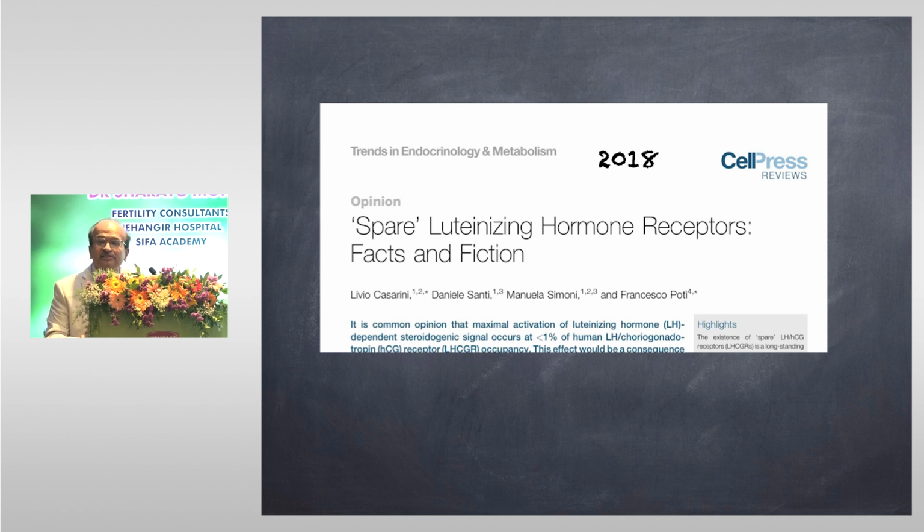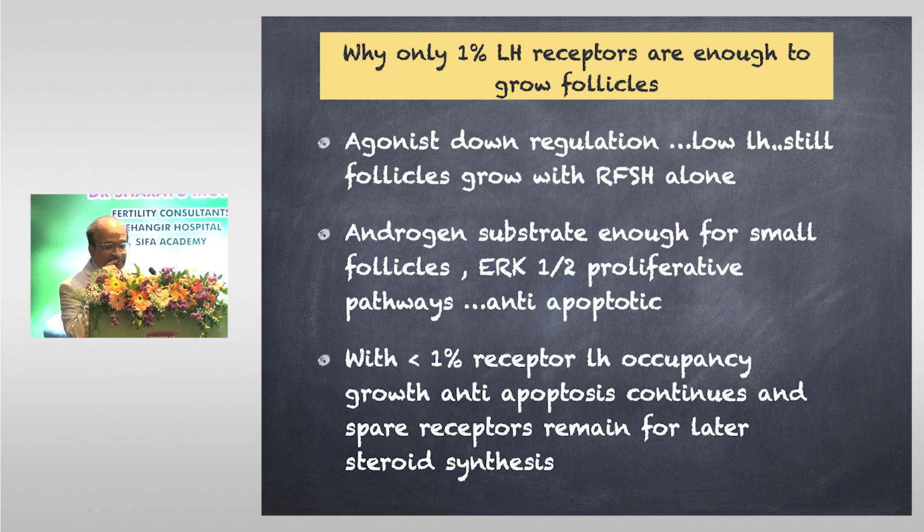Spare luteinizing hormone receptors. You know, this is like how the orchestra, the God has really developed such a beautiful orchestra, I feel. So why only 1% or less than 1% receptors are enough to grow follicles? What does LH cause? LH gives androgen substrate, and LH acts through ERK1 and ERK2 pathways in the oocyte. And because of those pathways, it is anti-apoptotic. What is the lady going to do? The oocyte is going to die. So LH, which gives male hormones, doesn't allow her to die. It gives anti-apoptotic factor or proliferative factors. That is the use of LH.